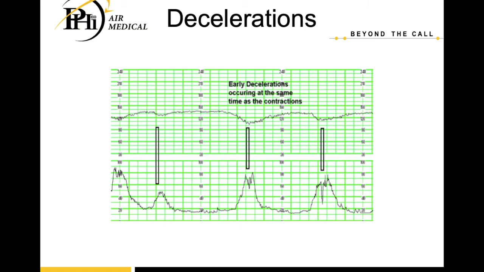Right here, we can see that we have a baseline of approximately, we'll say, 130. We have minor to moderate variability, and then we see these decelerations here. If you look at the nadir of these decelerations, they match pretty well with the peak of the contractions. So these are early decels. And in this example, you can see that the contractions are over, and the decelerations are still kind of recovering. So it's not a perfect mirror of each other, but the nadir and the peak match, so these are early decelerations.